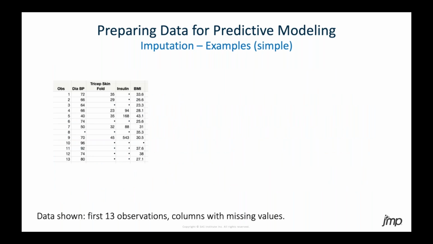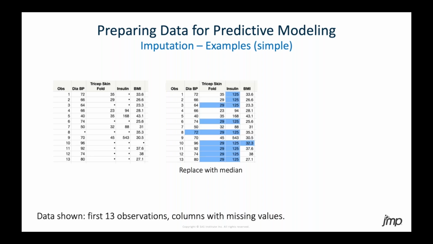All right, so here's an example. What I've done is I've taken the first 13 observations from the PIMA data set. I'm showing you again where the dots are. Those are the missing values. I'm only looking at four of the columns, the ones that have missing values. A simple imputation: in this case, I've replaced the missing values with the column means.